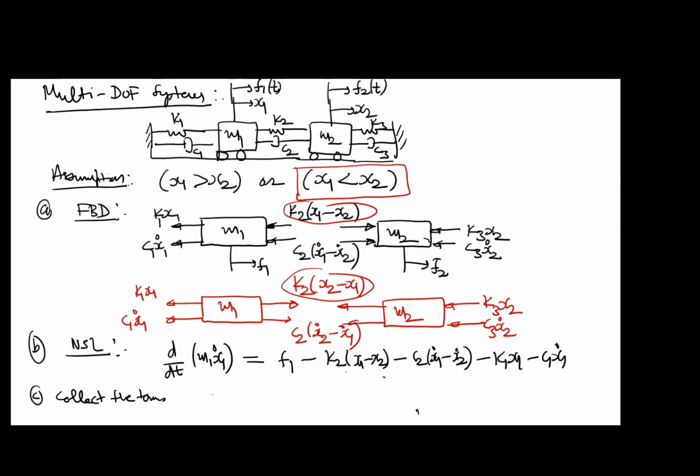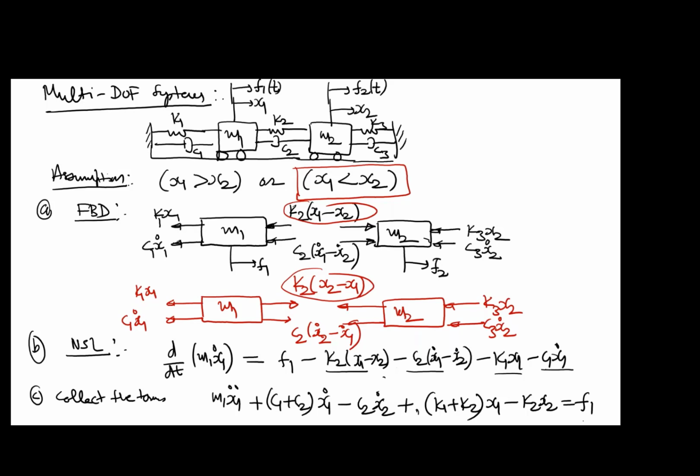So on collecting the terms, we have m1 x1 double dot. So we will have the C term with x1. You can see there is a term minus C1 x1 dot and minus C2 x1 dot. Both will come plus, and C1 plus C2 we can combine, minus C2 x2 dot, plus K1 plus K2 times x1 minus K2 x2 equal to F1. So this is the equation of motion of the first body. So we'll go to the next.